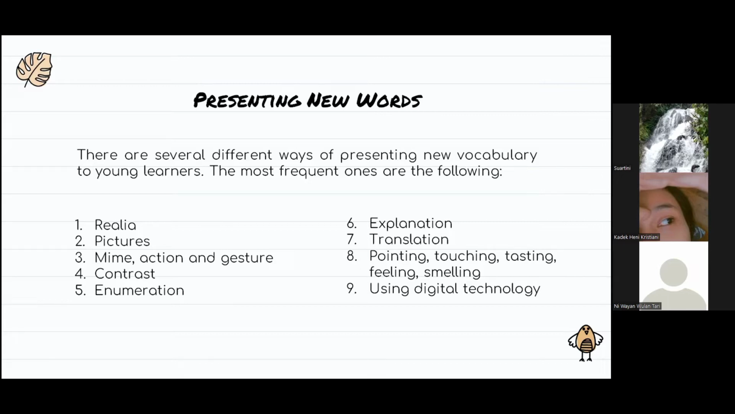Pointing, touching, tasting, feeling, and smelling. It is about getting children to use their senses. It helps memorize words and understand their meaning. Using digital technology. Using the internet, interactive whiteboards, tablets, and smartphones.